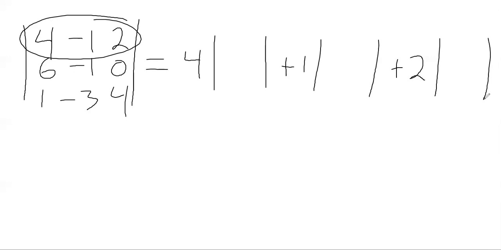Now, when I am determining what I'm going to put in each one of these 2 by 2 determinants, I'm going to look back at my 3 by 3. So if I look at the column that the 4 was in and the row that the 4 was in, I'm going to eliminate those and just use the values that are left over, the -1, 0, -3, and +4, as the 2 by 2 determinant. So I'm going to put the -1, 0, -3, and +4 as the 2 by 2 determinant.